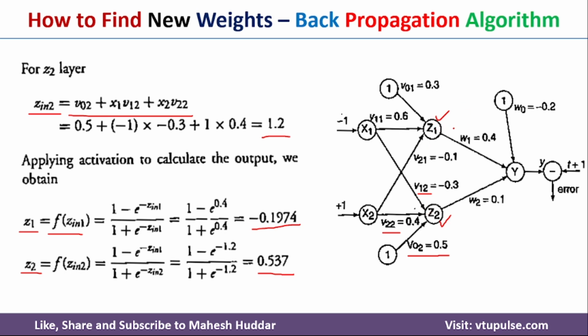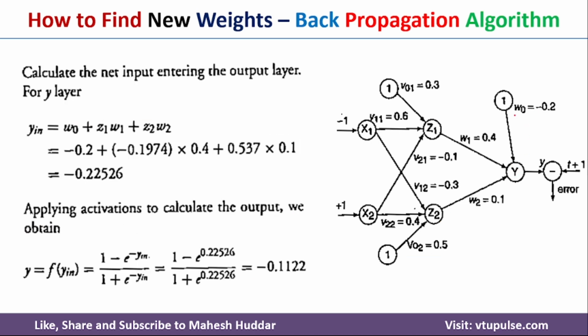Now we need to propagate this as an input to Y, and then we need to calculate the output. Again we need to calculate Y in. If you want to calculate Y in, we can use this equation, that is W0, that is bias, plus Z1 multiplied by W1, plus Z2 multiplied by W2. Once you put all the values and solve it, you will get the net input at Y as minus 0.22526.